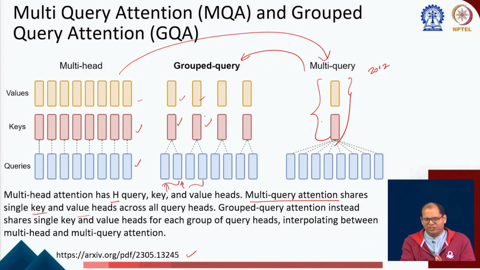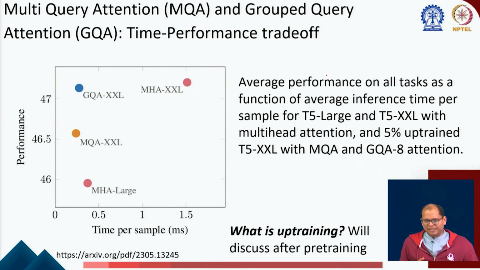This is like an interpolation between multi-head and multi-query attention. If you group all the heads together, you get multi-query. If each group is a single head, you get multi-head attention. And you can see that the computation reduces, and the storage also reduces because of this.